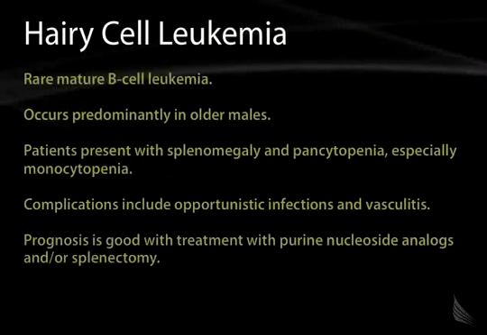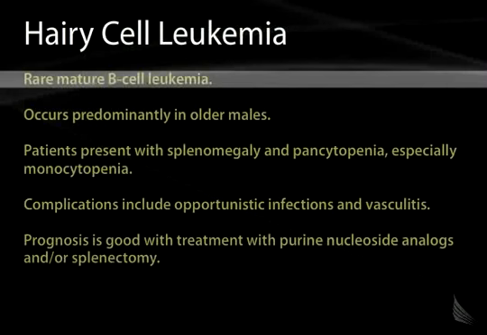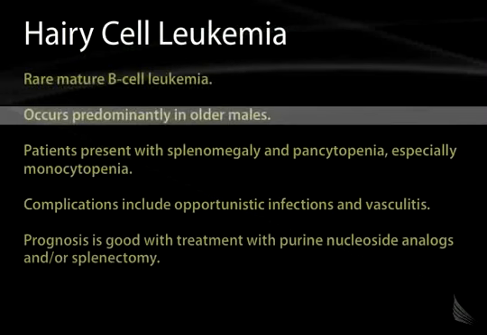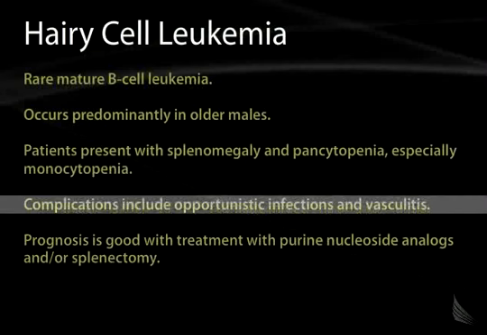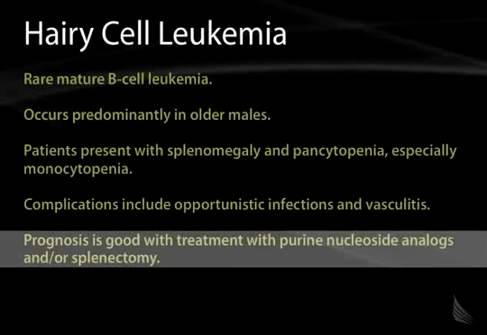Other specific leukemias that you may be tested on include hairy cell leukemia. It is a mature B-cell leukemia and occurs predominantly in older men. Predominantly, patients present with pancytopenia or splenomegaly, and these patients are at increased risk for opportunistic infections or inflammatory diseases of the vasculature, or vasculitis. Prognosis is good in treatment with purine nucleoside analogs or splenectomy if there is significant splenic involvement.